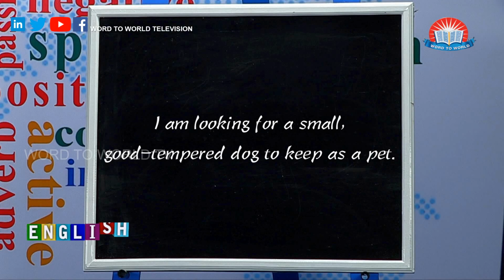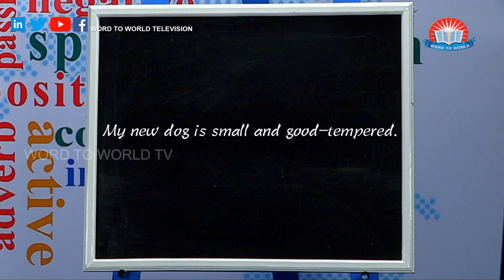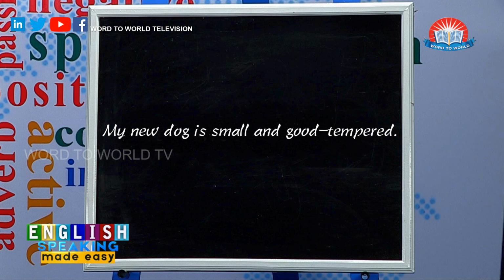Now often when adjectives are used together, we sometimes separate them either with a comma or with a conjunction like and. These are called coordinate adjectives. For example, you have a sentence like this: I am looking for a small, good-tempered dog to keep as a pet. There's a dog and there are 2 qualities associated with the dog. He needs a small dog and a good-tempered dog. So we use a comma to separate these 2 distinct qualities. Or else, if you want to redo the sentence: my new dog is small and good-tempered. 2 adjectives coordinated with and.